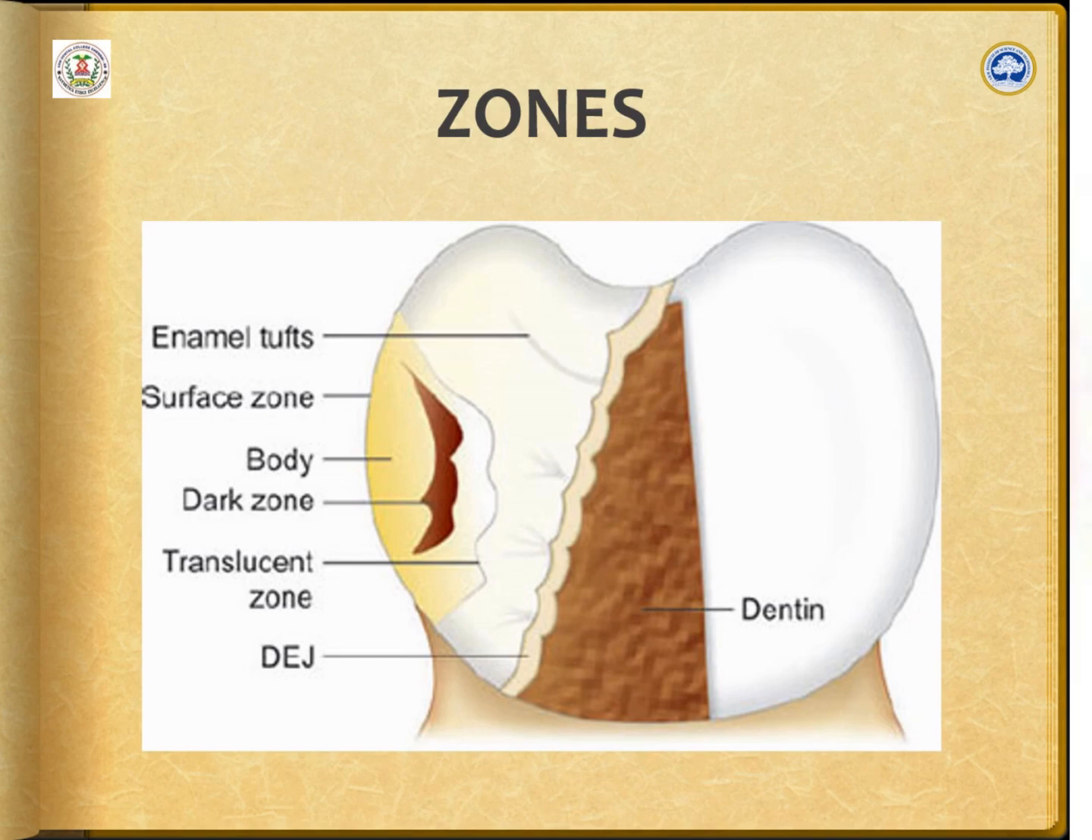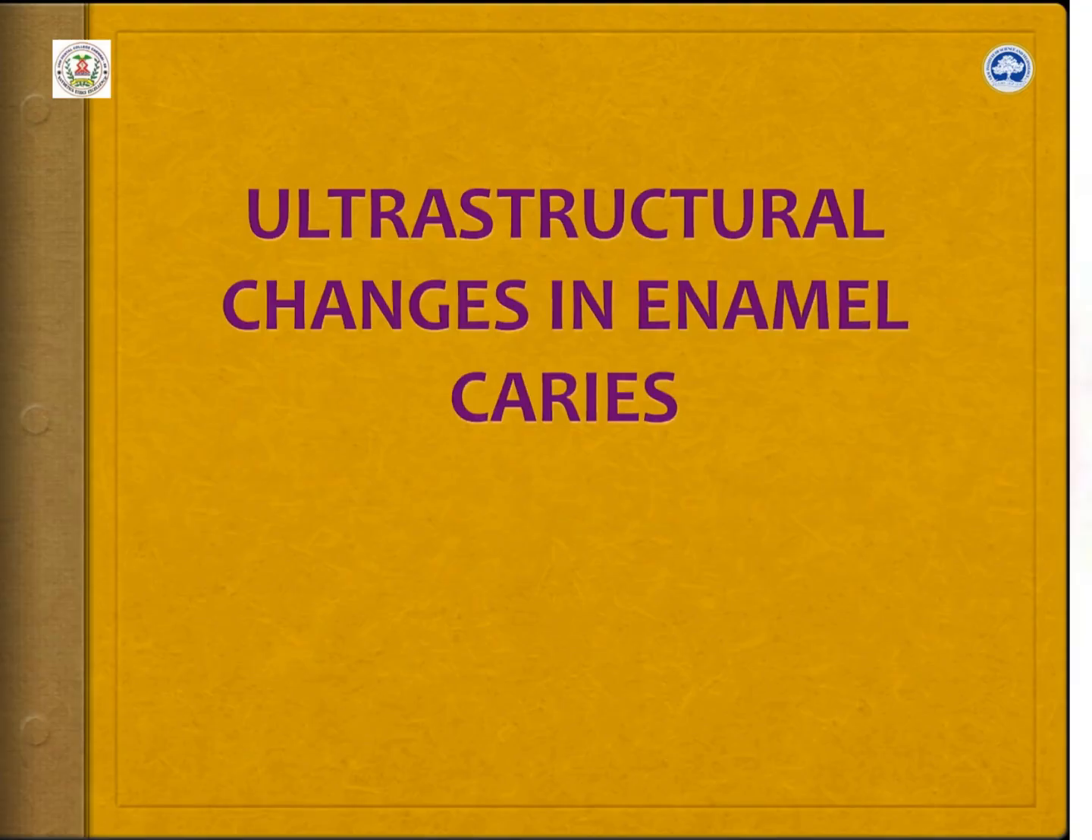As the lesion proceeds from the surface towards the pulp, the translucent zone is said to be present towards the advancing front of the lesion, because as the lesion goes in this direction, towards the pulp is the advancing front of the lesion. So the translucent zone is present near the pulp, and the surface zone, as the name indicates, is present on or near the surface.